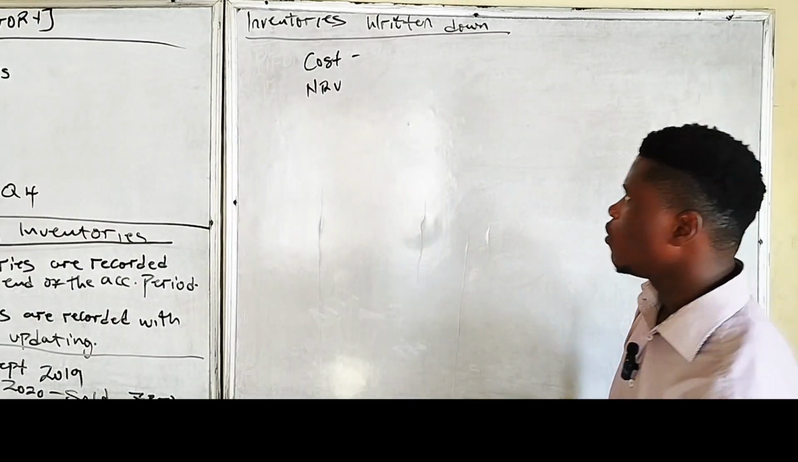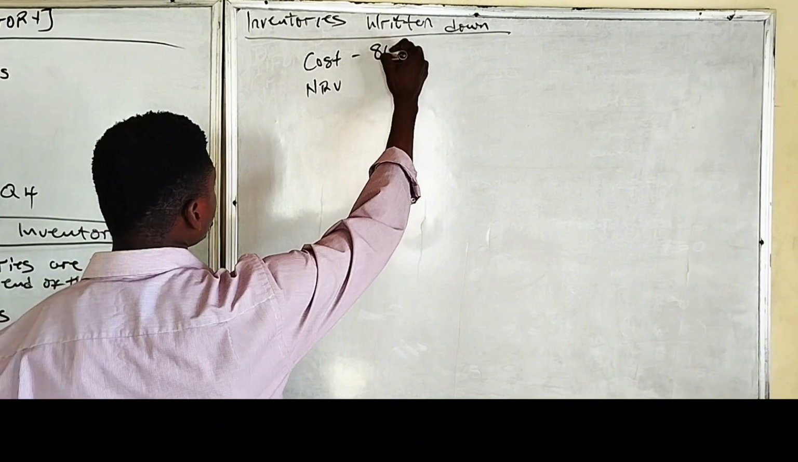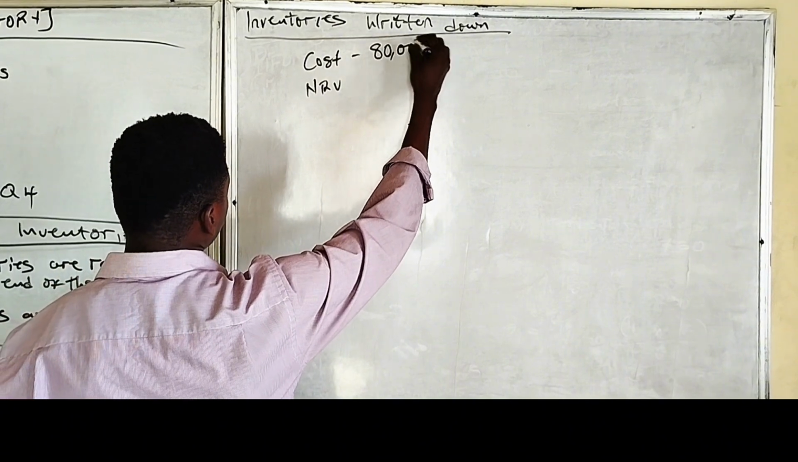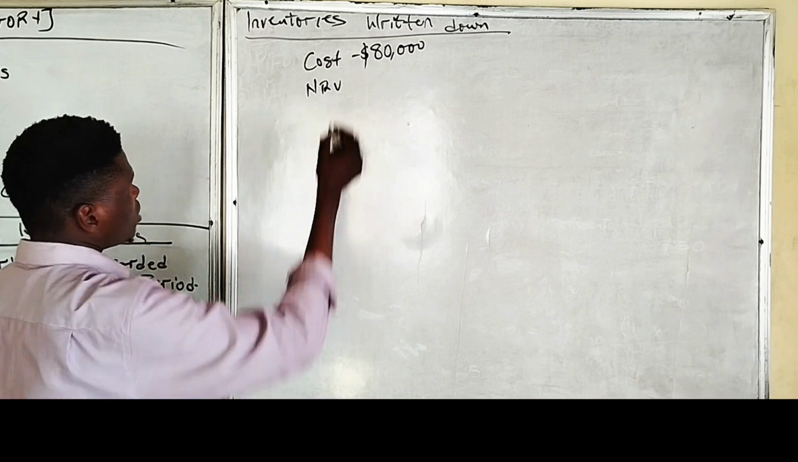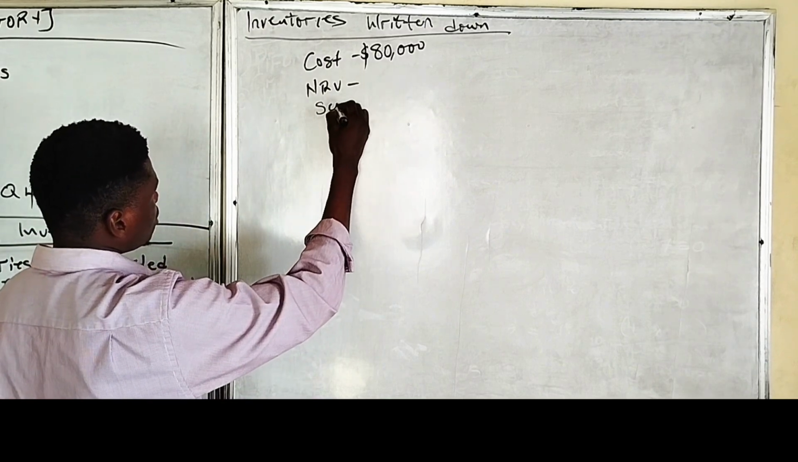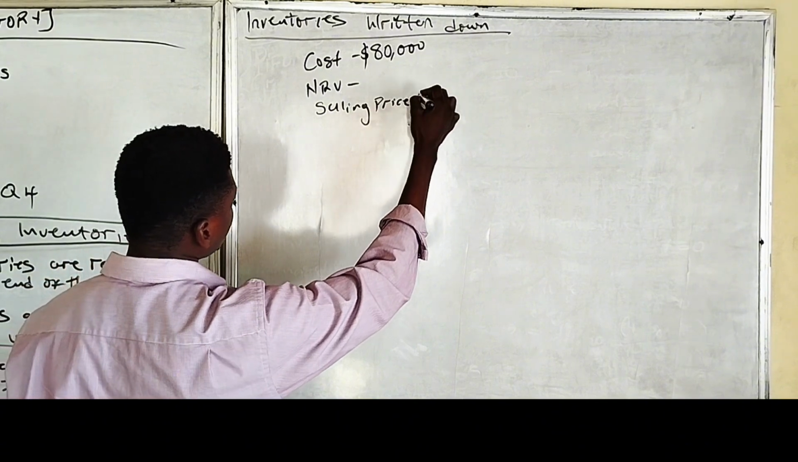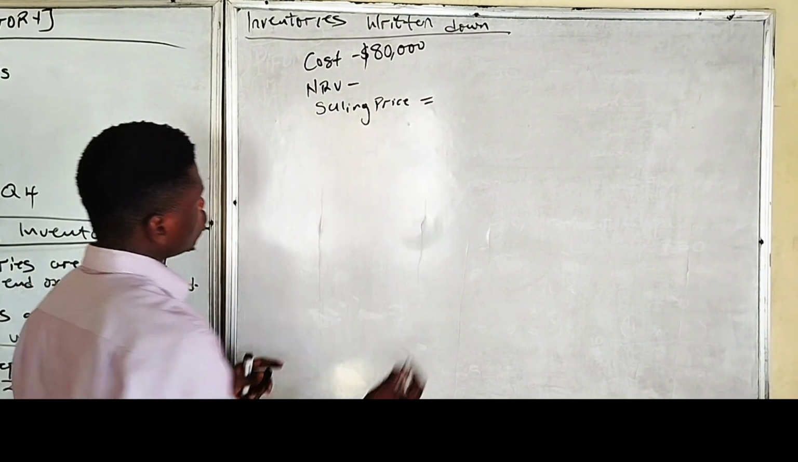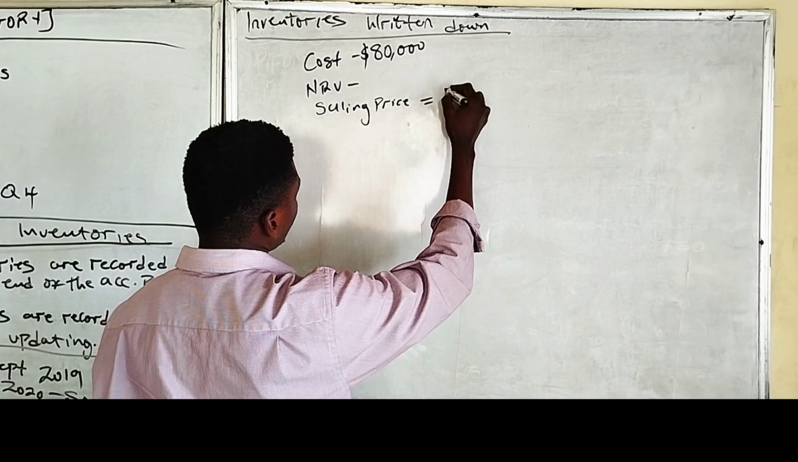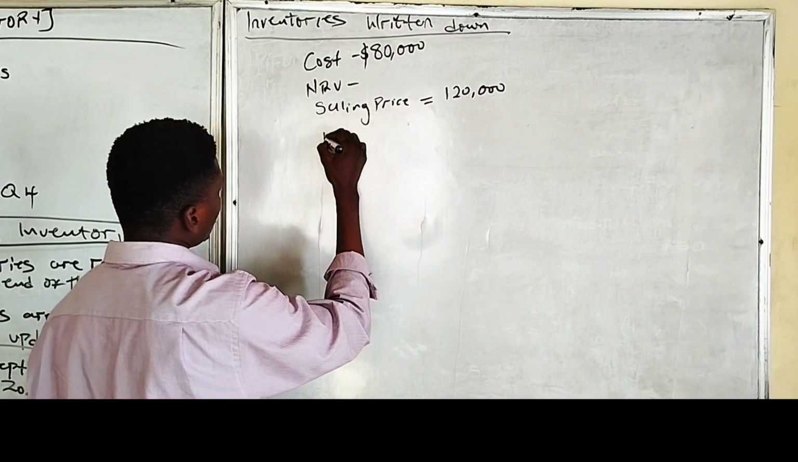That's just the meaning. So for example, if we have the cost of an inventory to be $80,000, then we say the net realizable value. Let's assume we have the selling price to be 120,000. Then we have cost to sell.